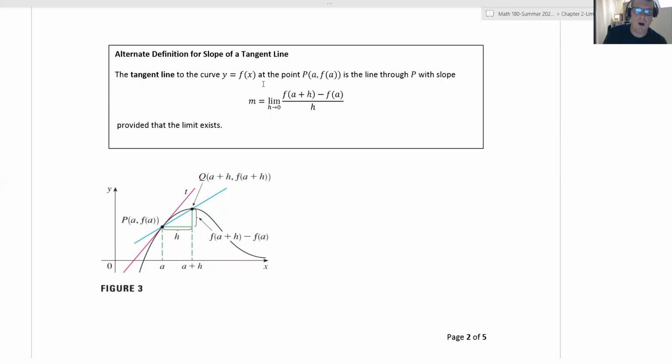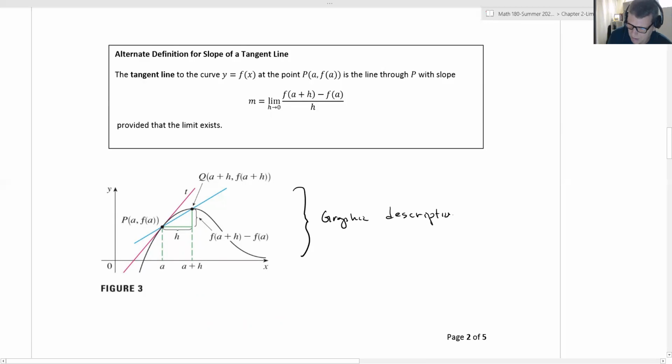And all we're seeing right here is just a graphic description of what's happening. I think the one that I have on the video is better. Well, I like it better, how about that? It's a graphic description of this definition right here. So don't worry about figure 3. Like I said, it's in your notes. If you want to look at it, you can.